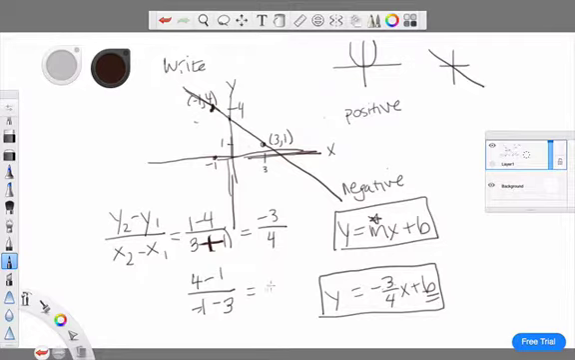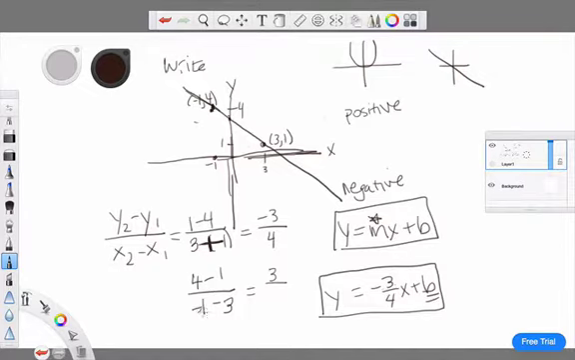Well, it still works out to be the same thing. You just have to make sure, if you're going to use these first, in this case you have 4 minus 1. Since you used 4 first over here, you'd want to use your -1, your x value, first here.